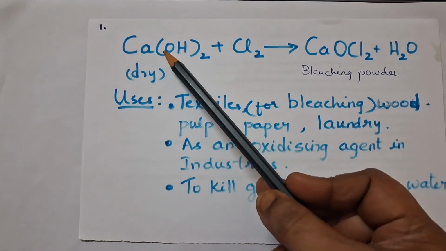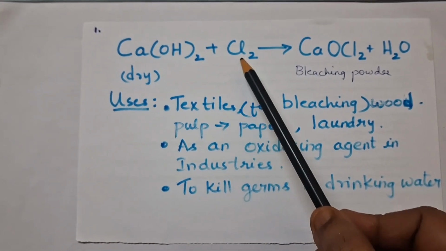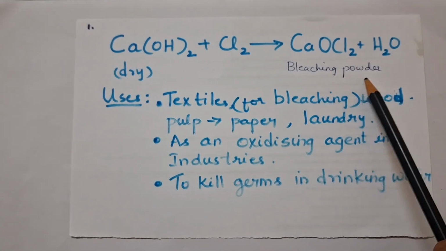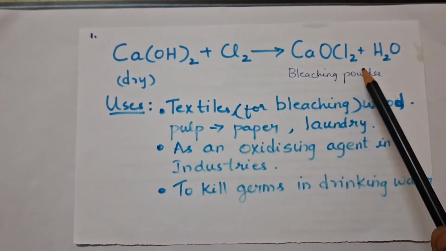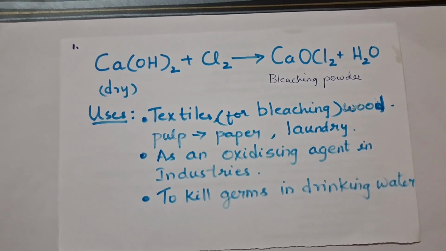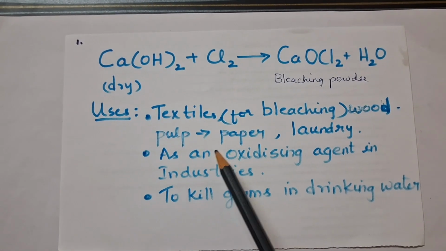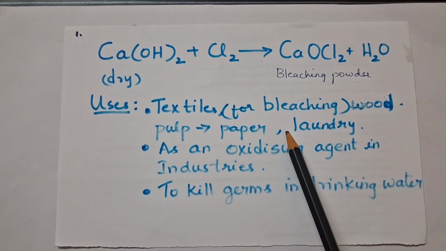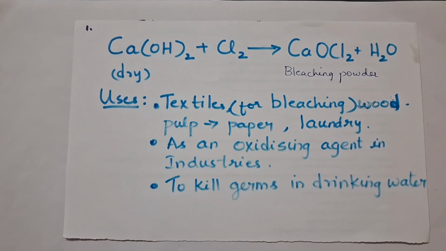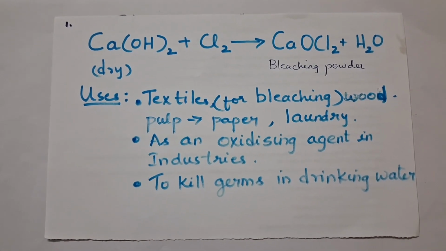For the preparation of bleaching powder, calcium hydroxide is taken and reacts with chlorine to form bleaching powder. CaOCl2 is the formula for bleaching powder. Then what are the uses of bleaching powder? It is used in textiles for bleaching the fabric, and it is used in the paper industry for the wood pulp. For decolorizing and bleaching purposes, it is used in laundry also, and it is used as an oxidizing agent in industries. Apart from that, bleaching powder is also used to kill the germs in drinking water.